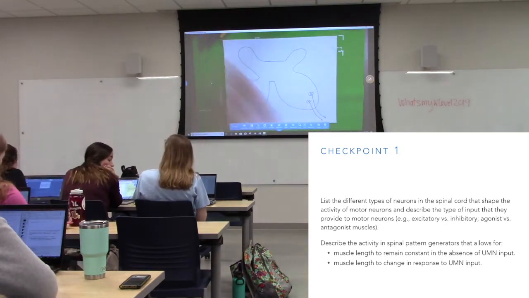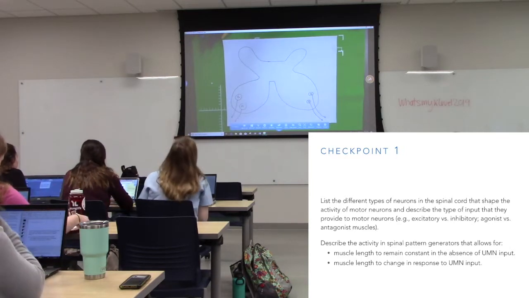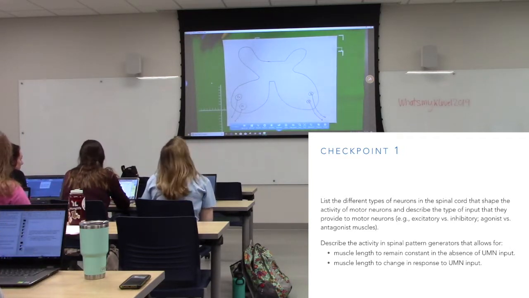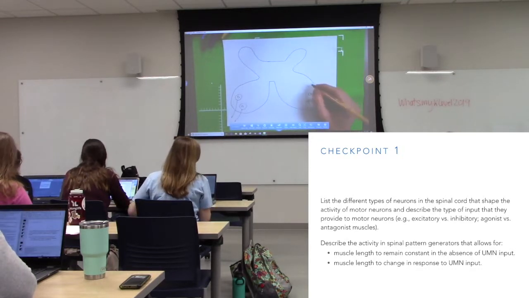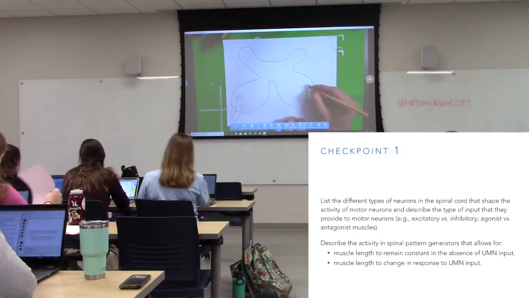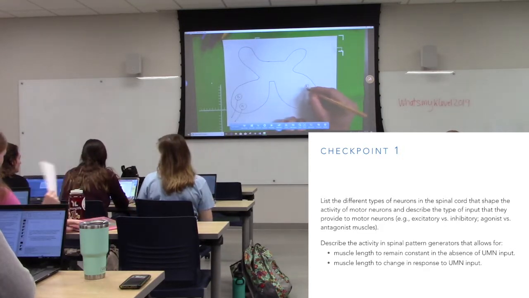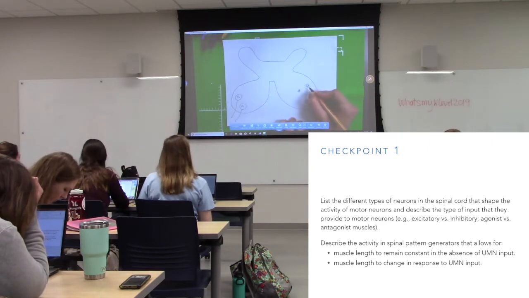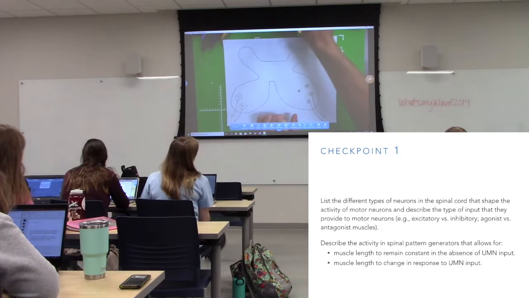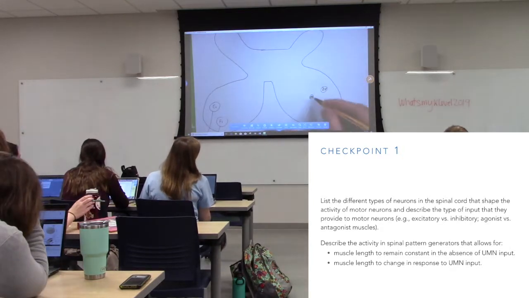So you have the excitatory inner neurons and motor neurons. Okay, I'll make them green. Green is for excitatory. All right, tell me about those. What do they innervate? They innervate part of their cells. Okay, great. We have this positive feedback.